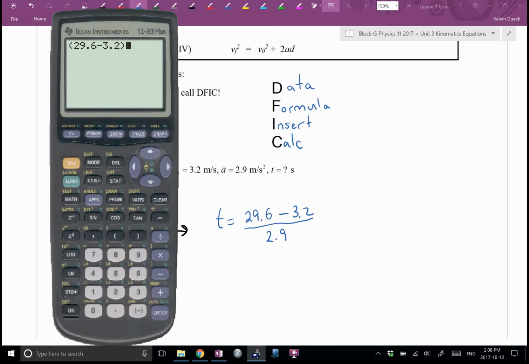Okay? What does a fraction mean? What mathematical operation is that? Divided by. Is there more than one thing on the bottom, Justin? No. Do I need brackets on the bottom?